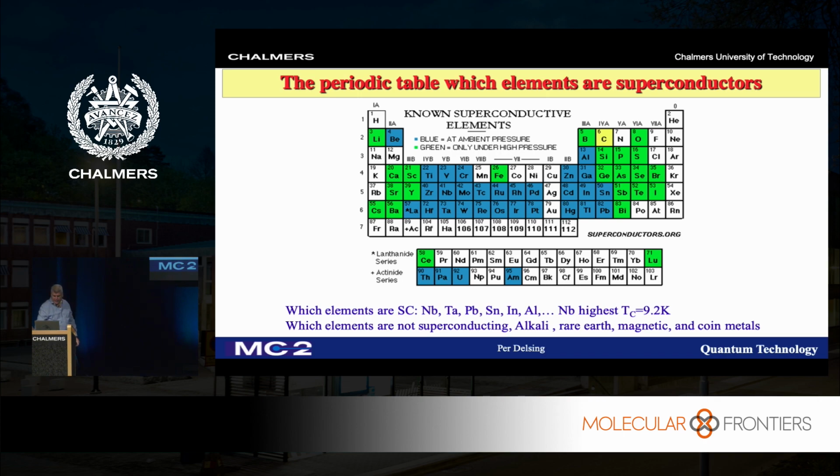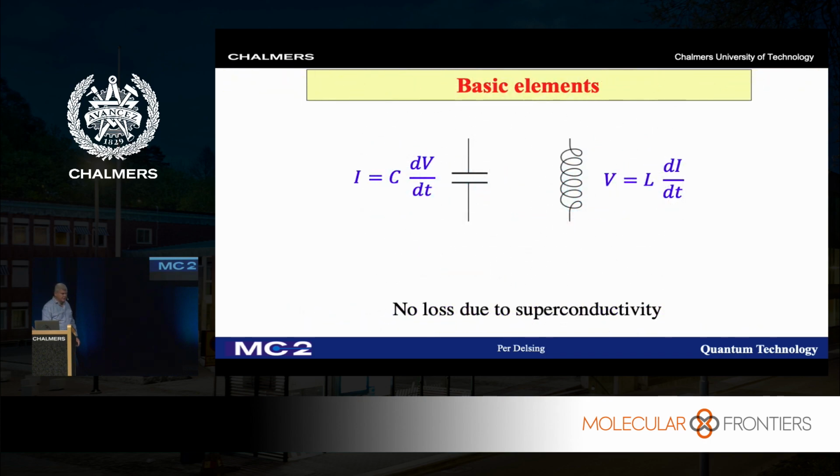So now, how do we make superconductors into qubits? First I want to discuss the basic elements that you know from electricity. I remind you that the current in a capacitor is given by the capacitance times the derivative of the voltage. Conversely, in an inductor, the voltage is given by the inductance times the derivative of the current. You make these components out of superconductors, and that means you have no loss. If you lose energy, you also lose information, so you want something which is lossless.